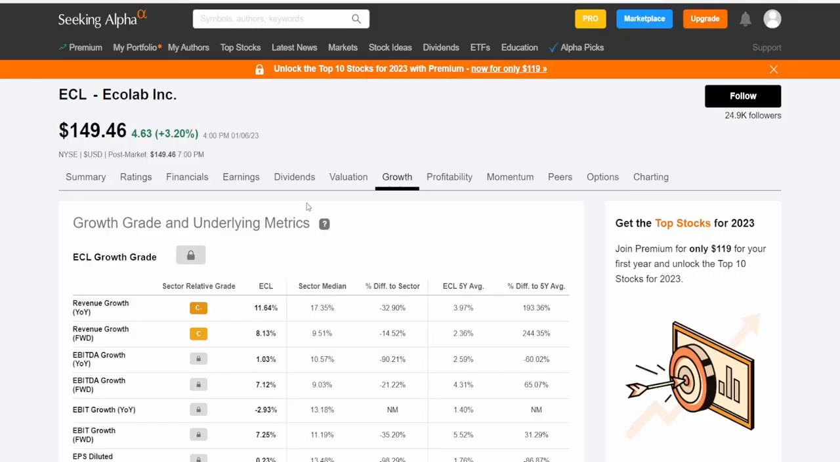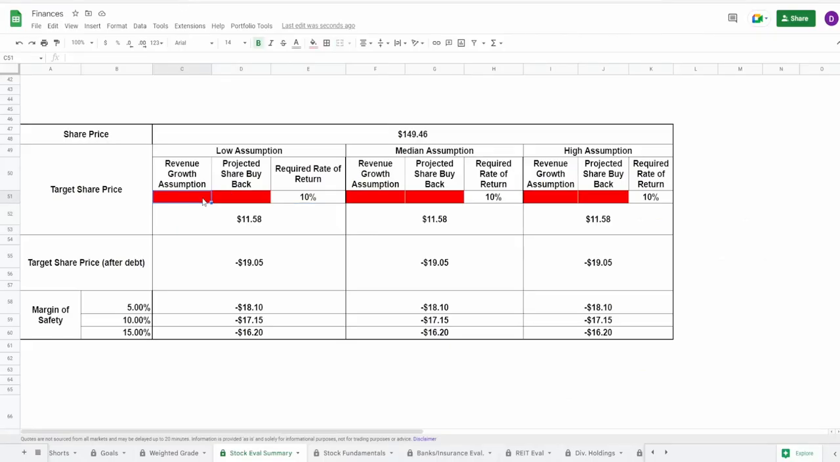So let's come over here, Seeking Alpha. We can see that the forward is estimated at 8%. So let's put in the numbers. Let us put in over here 4%, 6%, and 8%. Very, very similar to the one that we just did earlier today. However, for the predicted share buyback, I'm going to say -1, 0, and 1%, pretty much in line with what they're doing right now. And now with that, we get the target share prices, not adjusting for debt, of $13.21 to $15.45. Adjusting for debt, it is -$17.12 to -$15.49.